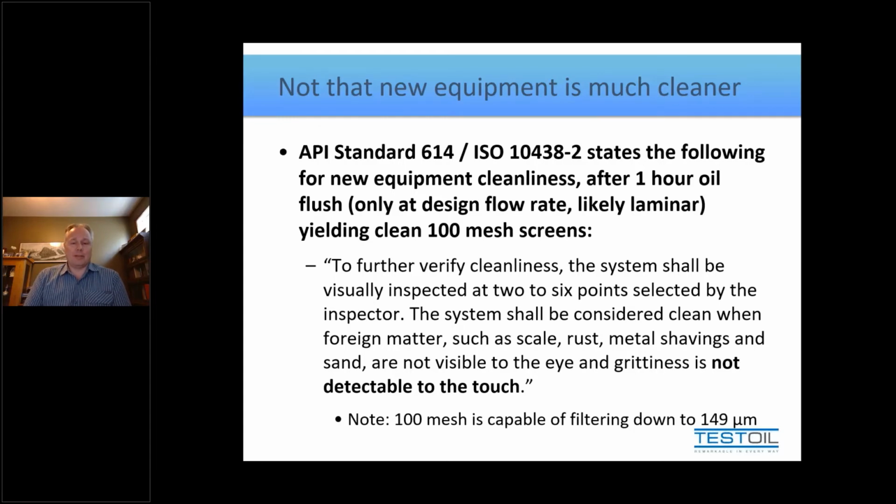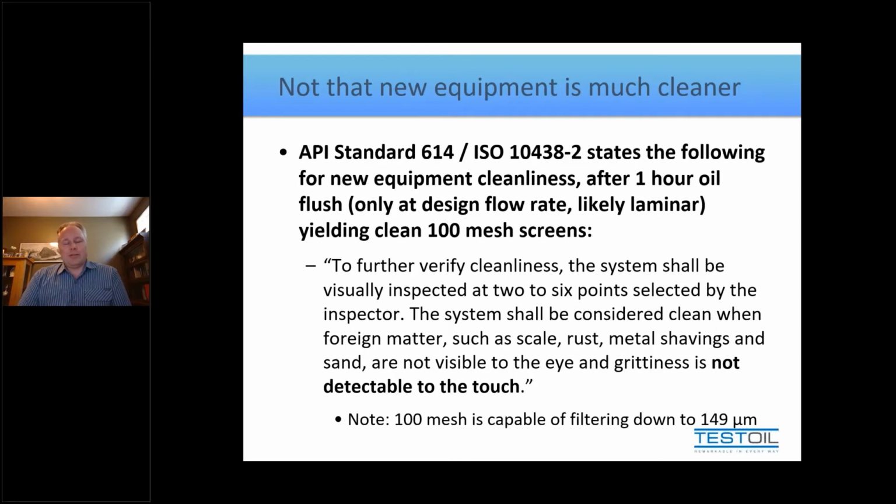The other thing though that it says is, though we're flushing it for 1 hour and doing it at design flow rate, all we need to achieve are clean 100 mesh screens. To work that out into microns, I've saved you that little note there at the bottom and it says it's 149 micron holes. So keep that in mind. I mean, it's a little bit better than a screen door, but it's not substantially better. It's definitely not removing particles that are damaging.